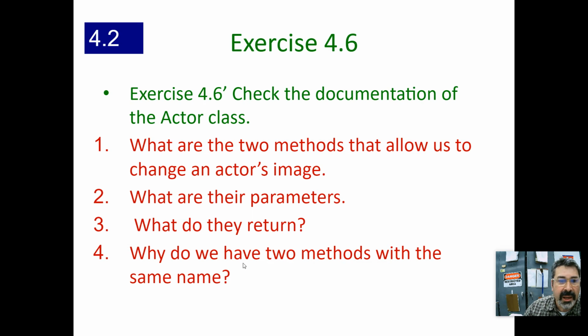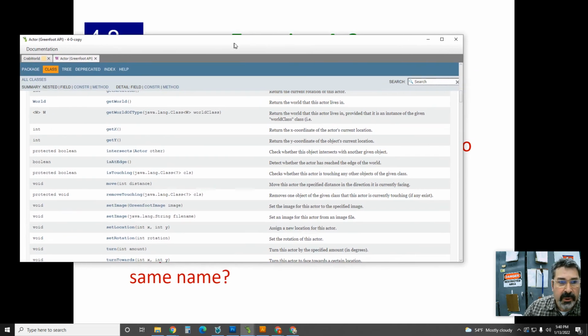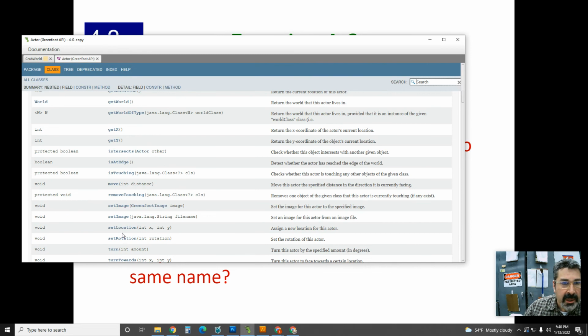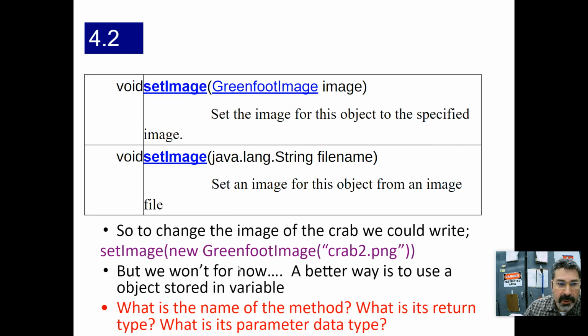And why do we have 2 methods with the same name? I don't know if you figured it out. Maybe you did, maybe you didn't. But basically, we could set the image using a Greenfoot image object, or we could set it using the file name in quotation marks, if you know the name of the file. So we could say set image, new Greenfoot image, crab2.png, and that would assume that the crab2.png image is in the images folder. That would work just fine. But we're not going to do it that way. We want to use the Greenfoot image object, mostly because it's a good way to learn about it.